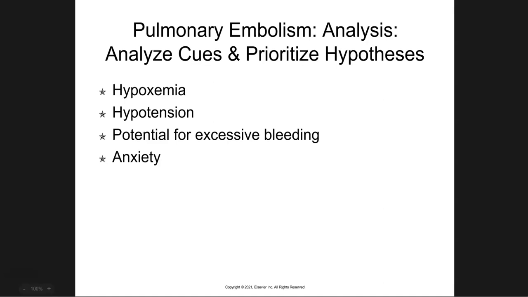All right, so why might they have a potential for excess bleeding? Especially if they've had a history of DVTs. They're on blood thinners. Okay. So we got to watch. Is it connected to that? Because if they're bleeding out, they're going to get the same symptoms, right? You're going to have a decrease in blood pressure, increase in heart rate, decrease in cardiac output, increase in anxiety. You got to know what you're doing.